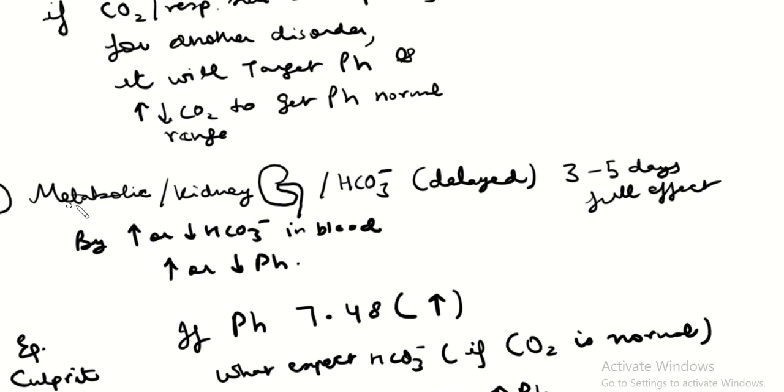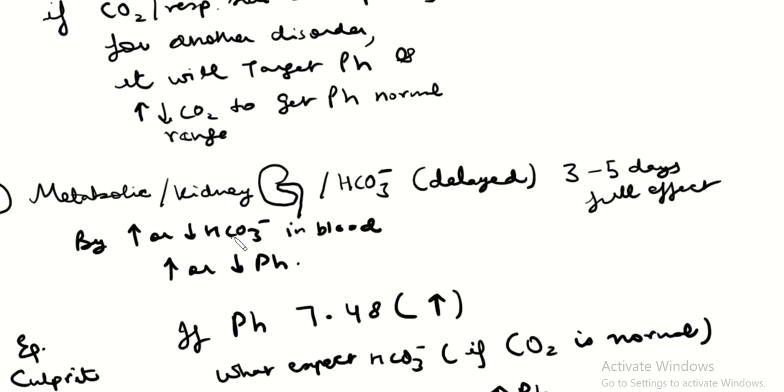Kidneys. Let's go to the metabolic side. The metabolic side is governed by the kidneys and it's bicarbonate, and it's the buffer. And it's a delayed reaction. It's not immediate like respiratory. It takes 3 to 5 days for full effect. And it increases or decreases bicarbonate in the blood.